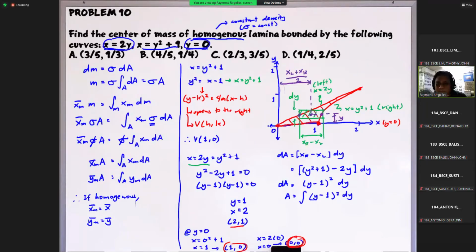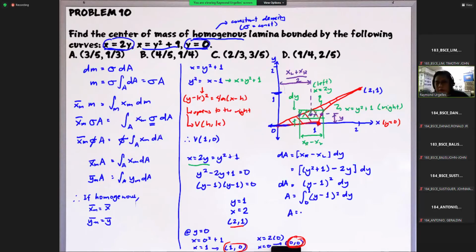So therefore, it must be evaluated dun sa bottommost part. So that is 0 hanggang dun sa topmost part natin. So remember, this point is 2, 1. So ibig sabihin, this is at 1 unit. Diba? So kaya this will be from 0 to 1. Okay? So then, what will be our area?